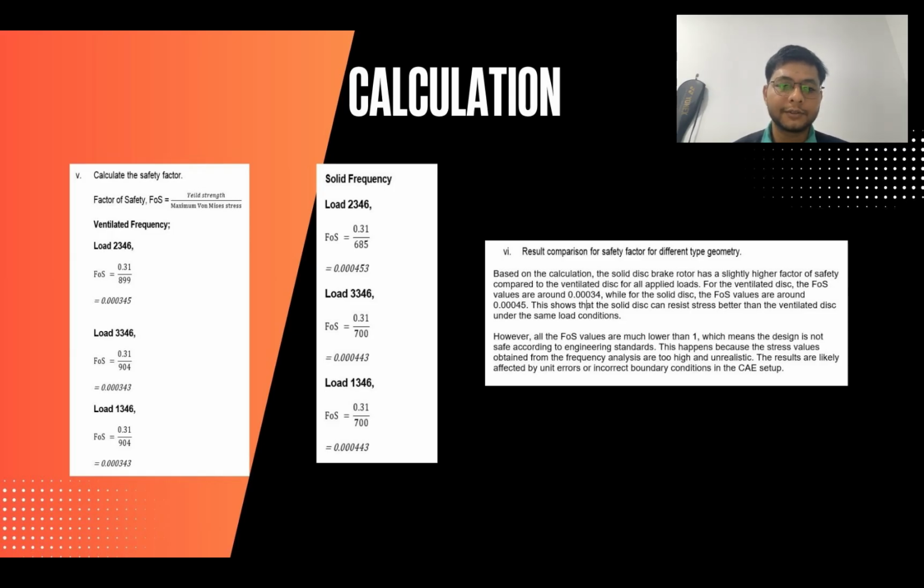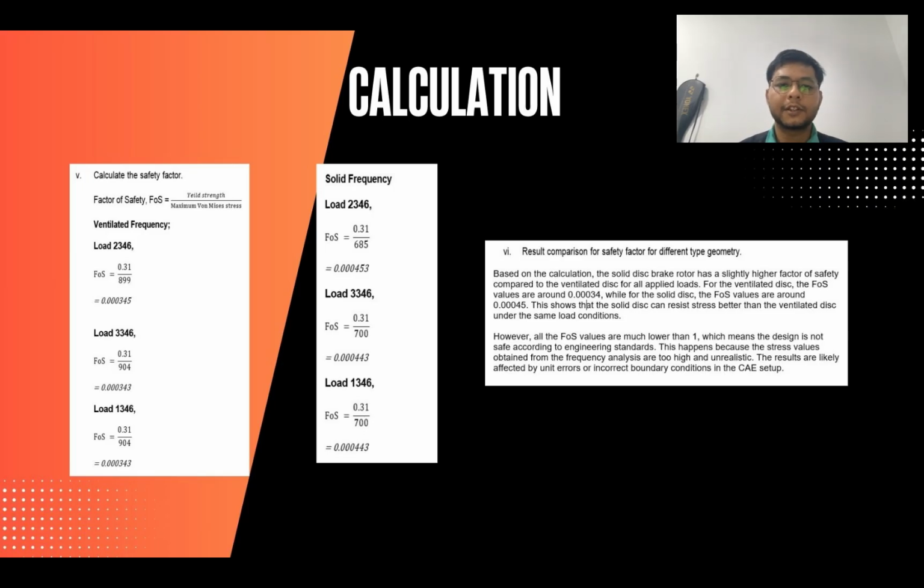For the load 2346 Newton, the answer is 0.000345. For load 3346, the answer is 0.000343. For load 1346, 0.000343. This is for the ventilated frequency.